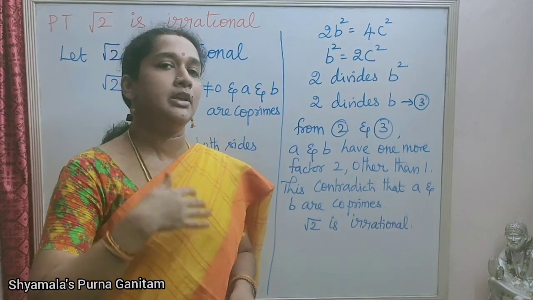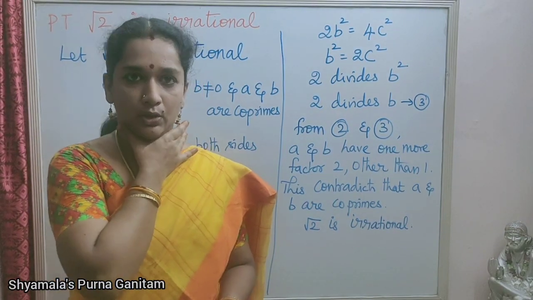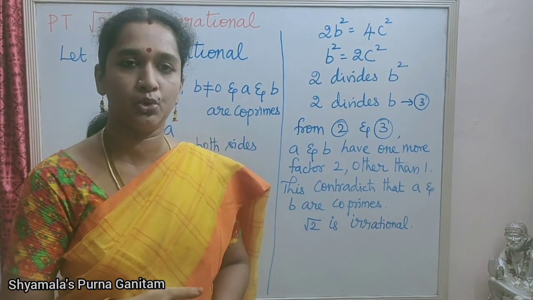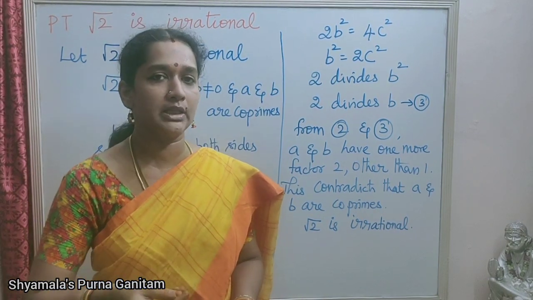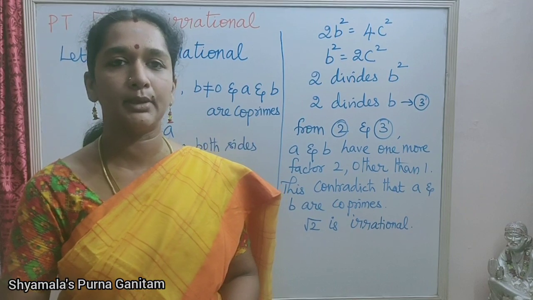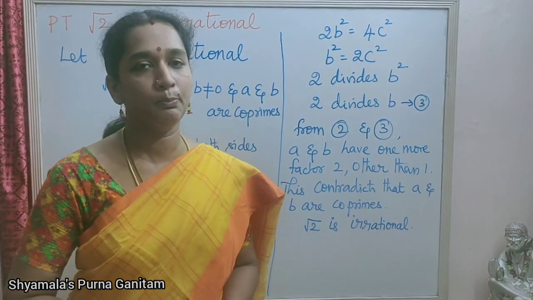So like this, you can prove any irrationality. Here I have proved it for root 2. The same procedure you can use to prove root 3, root 7, root 11, whatever irrational numbers they are asking, you will be able to prove.